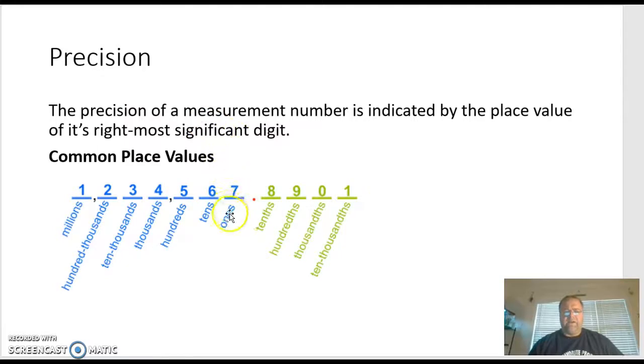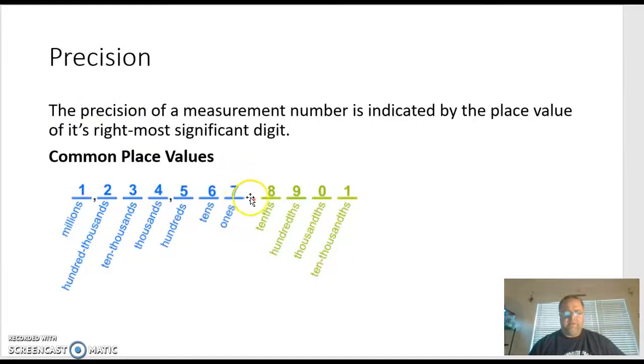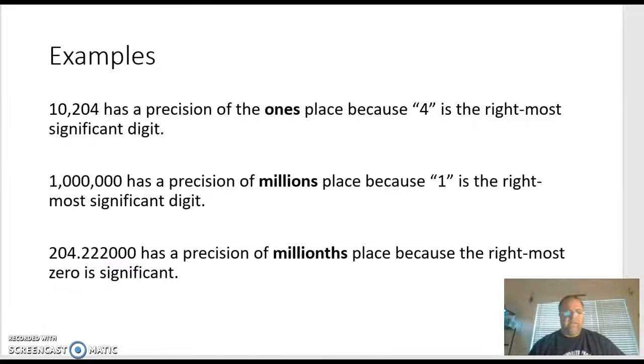So when we're talking about the precision of a number, we look at the rightmost significant digit, and then we look at that place here. So for example, in this number right here, the rightmost significant digit is this 1, and that's in the 10,000th place. So the precision would be 10,000ths. All right, so let's look at a couple of examples. Here we have 10,204. The rightmost significant digit is the 4, and that's in the ones place. We look up here. The first one to the left of the decimal is the ones place. And even though you don't see a decimal there, you assume that there is a decimal there.